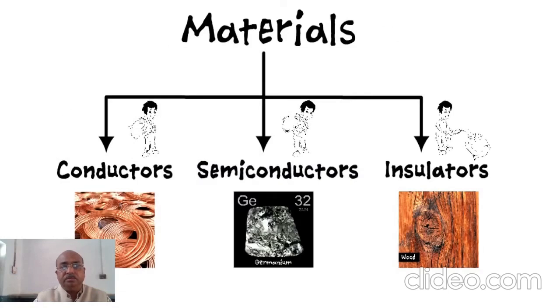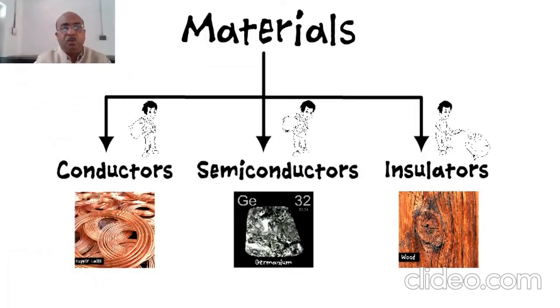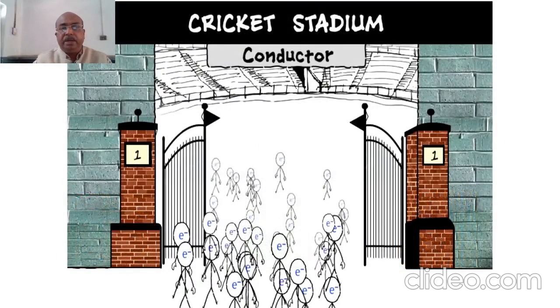So we know that there are three types of materials. One is conductors, semiconductors, and insulators. You know that conductors are those we can compare like this. Suppose there are many people who are entering into a stadium and the gate is open, so everybody can go. Similarly, if electrons can travel without any hindrance, this is the case of a conductor.